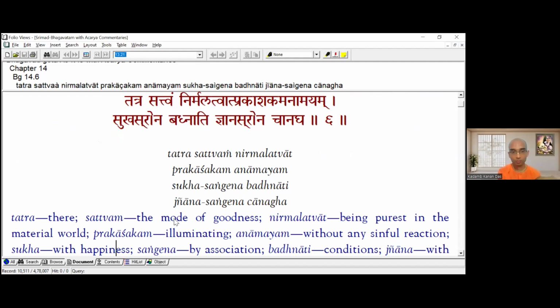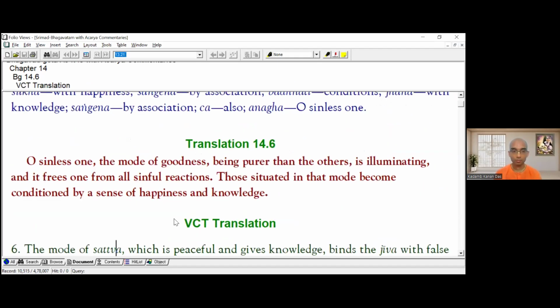tatra sattvaṁ nirmalatvāt prakāśakam anāmayam, sukha-saṅgena badhnāti jñāna-saṅgena cānagha. Translation: O sinless one, the mode of goodness, being purer than the others, is illuminating, and it frees one from all sinful reactions. Those situated in that mode become conditioned by a sense of happiness and knowledge.